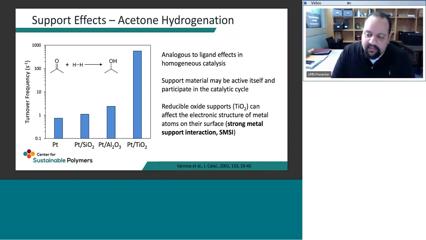One way that's thought of happening is you have titania, which is a reducible oxide support. So silicon dioxide or aluminum oxide, unless you heat them up to really high temperatures, they're not going to change their oxidation states. But titania here, that can readily happen at about 400 or 500 Celsius. And so changing that oxidation state of the support material can lead to really interesting effects and promote the rate of reaction on a per active site basis.